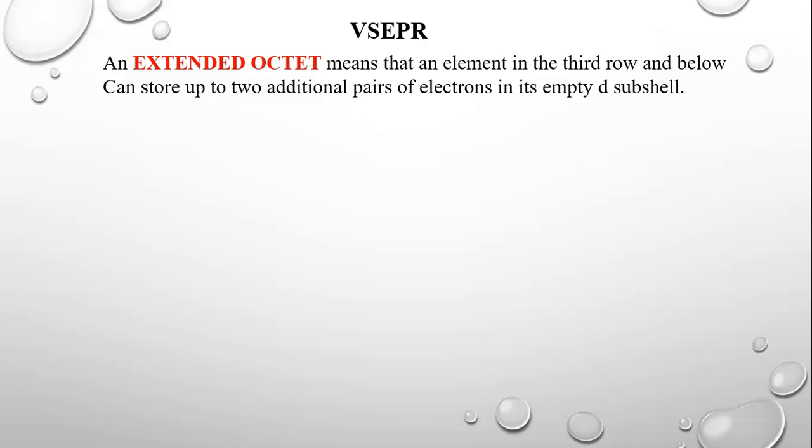So CH4 is an example. Carbon can bond and have 8 valence electrons around it. Okay, you've seen CH4 before. But now we're getting into some elements that can actually have more than 8.